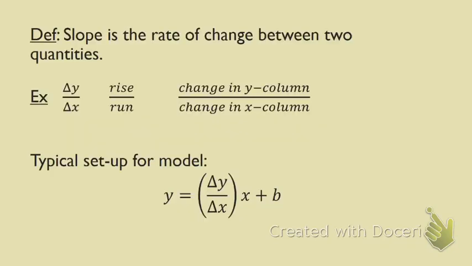So first off, let's get a definition down. You have a whole bunch of white space after the essential question. Let's get a definition about this word named slope. Slope is the rate of change between two quantities.